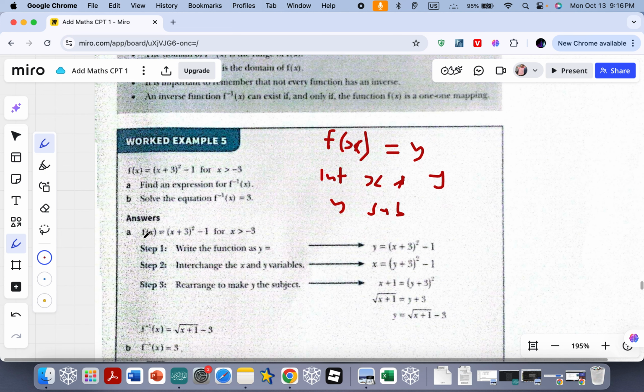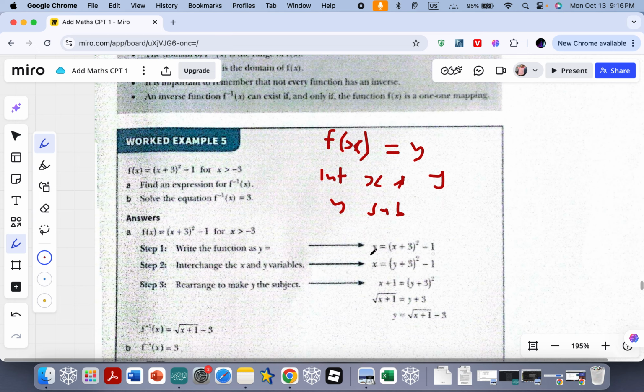Now let's take a look at the function f of x equal to (x plus 3) squared minus 1. The first thing we do, you see this f of x, we are going to replace it with y. That's the first rule: replace f of x with y. So in place of f of x, we write y. So we say y equal to (x plus 3) squared minus 1.